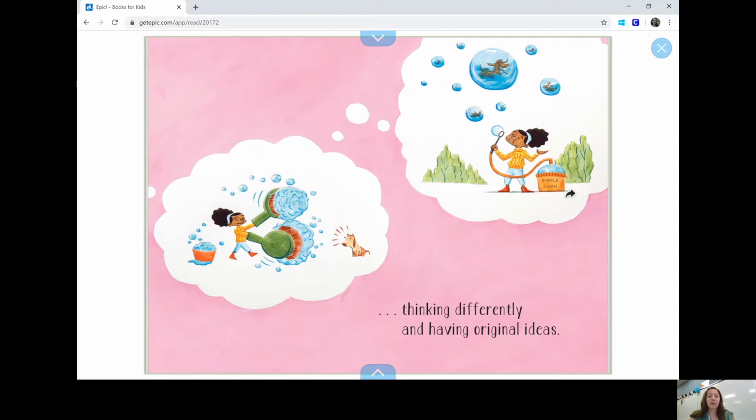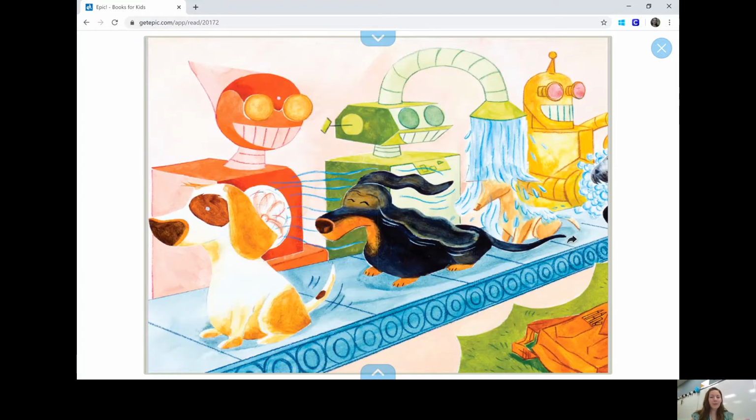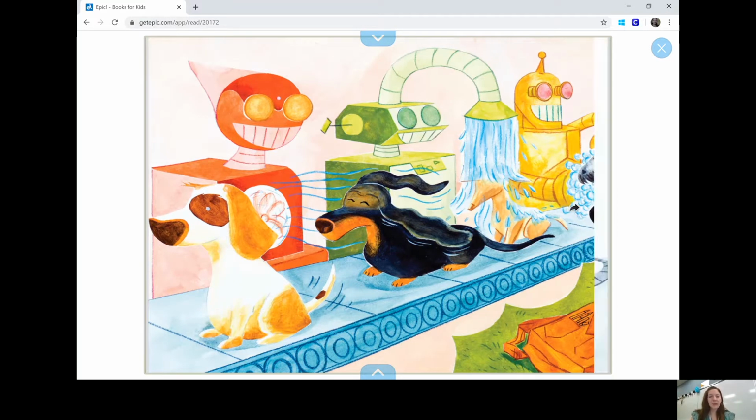Thinking differently and having an original idea. So instead of just taking the dog to the bath, she could have giant scrubbing hands or blow bubbles, and the dog would get caught in those and it would wash it off. It's thinking differently and having an original idea. Or there's like this assembly line. Look how cute this is. The robots wash. So there's bubbles, they wash, and then this robot's drying, almost like a car wash.